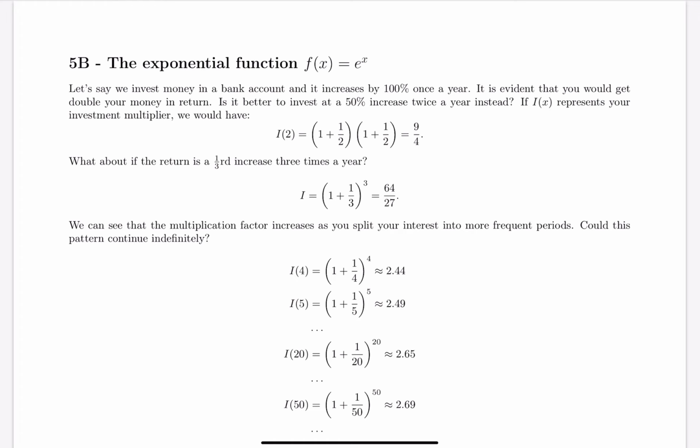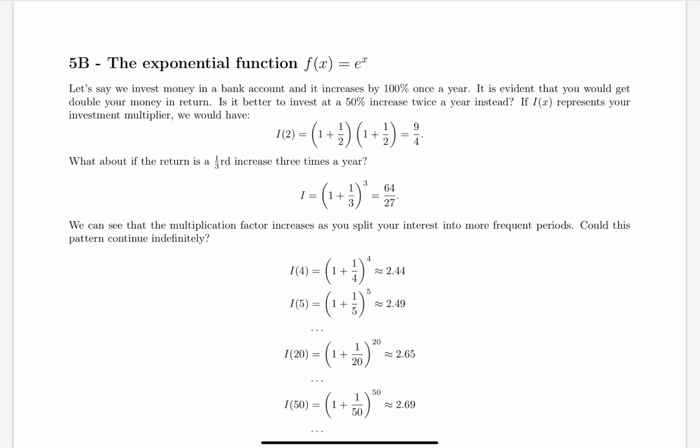Well, you might ask yourself the question, is it better, rather than just investing 100% once a year, to split it into 50% and do it twice a year instead? So what would happen if that's the case? I of x represents your investment multiplier. So what happens is we have our amount of money and we add a half to it. And then whatever that amount of money we have, we add another half to it, okay? So this is basically what you're doing to your money. This is an increase of 50% here.